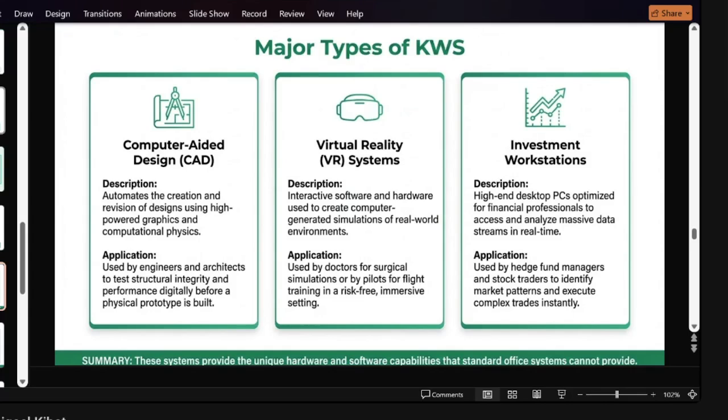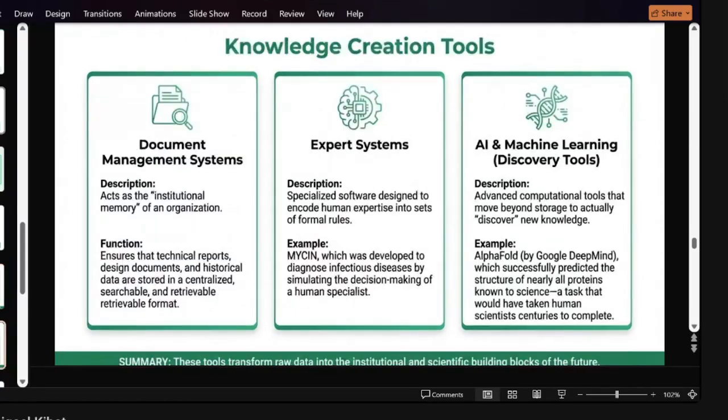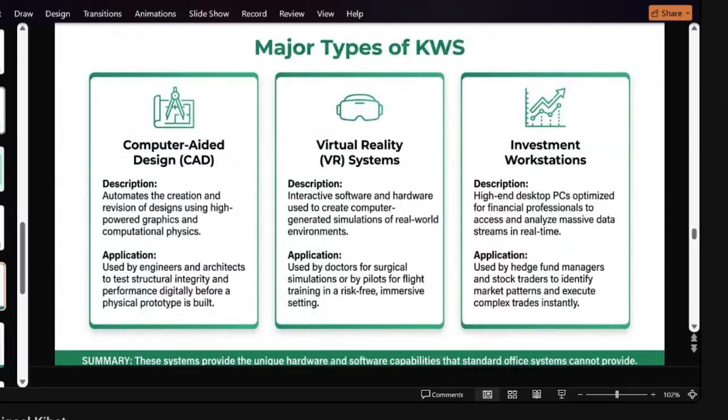Virtual reality systems. These are interactive software and hardware used to create computer-generated simulations of real-world environments. They're used by doctors for surgical simulations and by pilots for training in a risk-free immersive setting. And investment workstations are high-end desktop PCs optimized for financial professionals to access and analyze massive data streams. They are used by hedge fund managers and stock traders. Next slide.